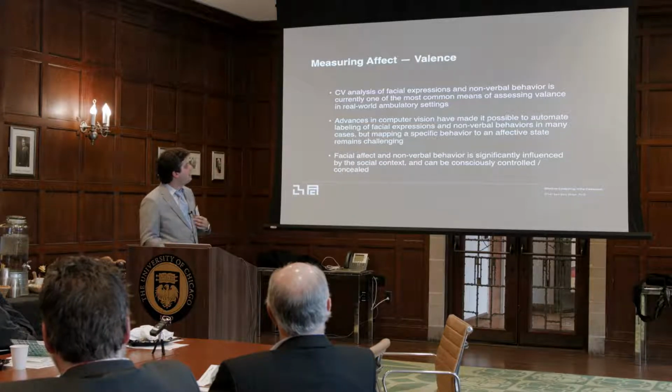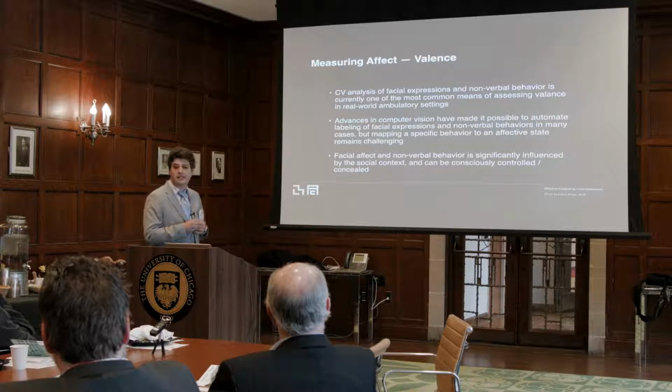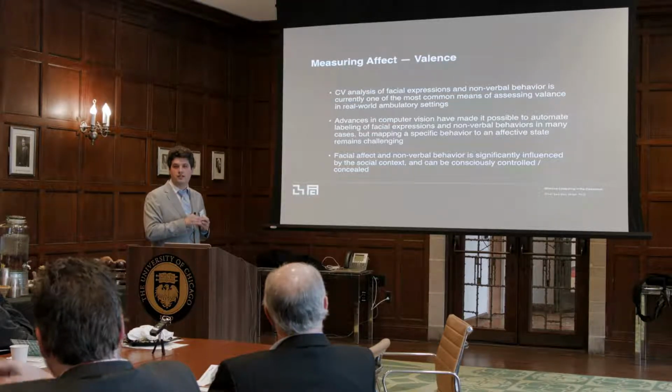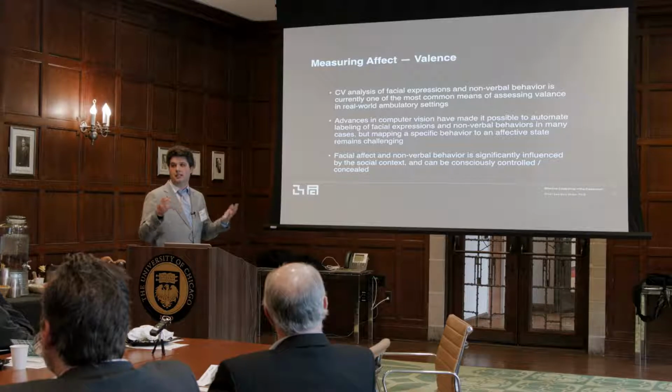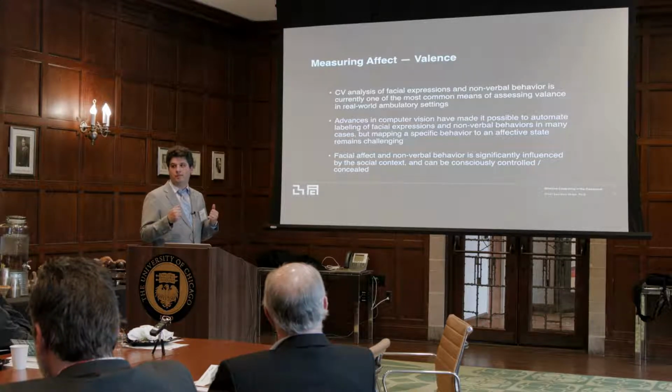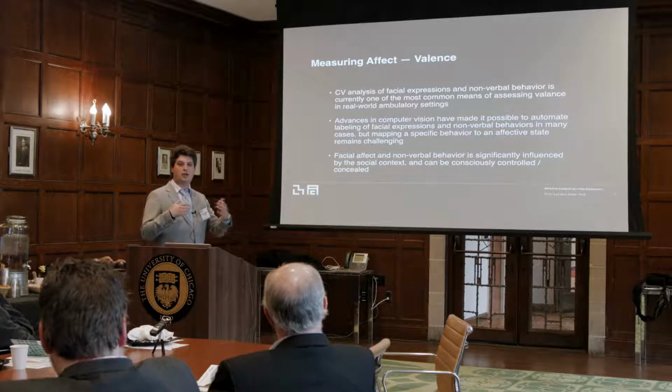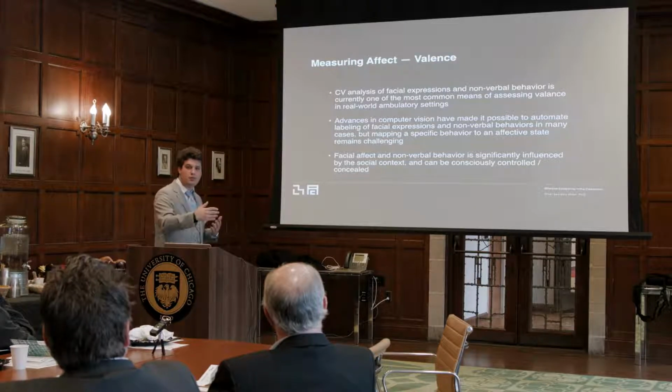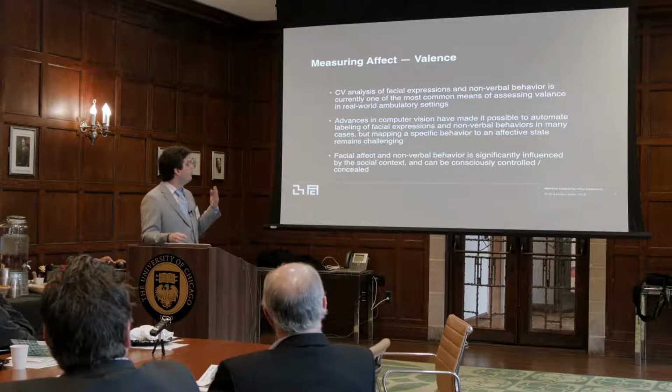Computer vision analyses of facial expressions and nonverbal behavior are currently one of the more common means of assessing this. This uses tools that automatically try to label the facial muscle movements on your face, as well as things that look at posture, approach, and withdrawal, for example, if you're interacting with someone, whether you're moving towards or away from them, and those kinds of things.